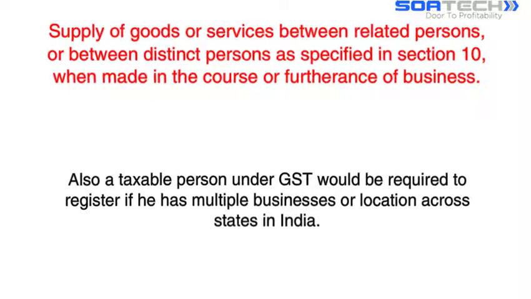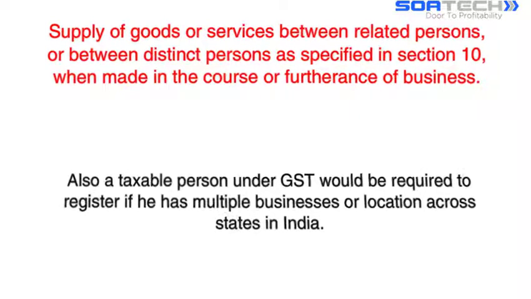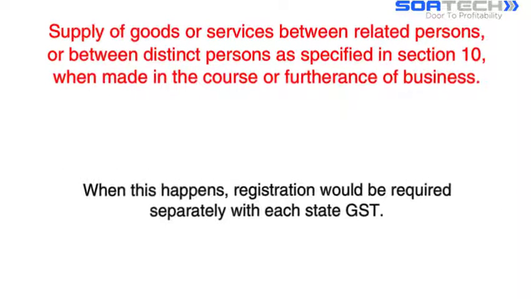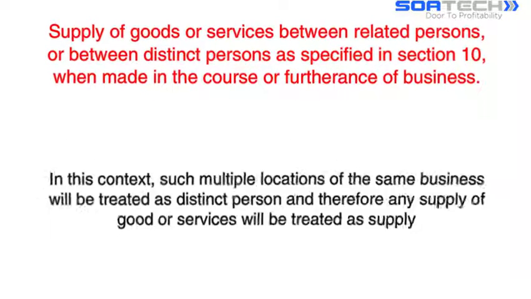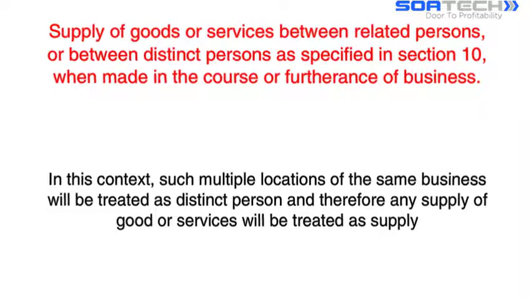Also, a taxable person under GST would be required to register if he has multiple businesses or locations across states in India. When this happens, registration would be required separately with each state GST. In this context, such multiple locations of the same business will be treated as distinct persons, and therefore any supply of goods or services will be treated as supply.